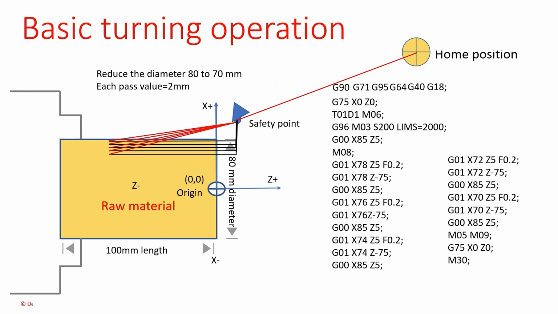Now we are observing the total program. We divide the program into 3 parts. They are header, shaper, and footer. In this program, from the starting block up to M08, that is called the header. In the header, we are activating the machine, for example tool, spindle, and coolant activation.